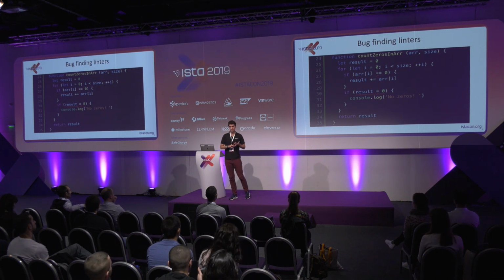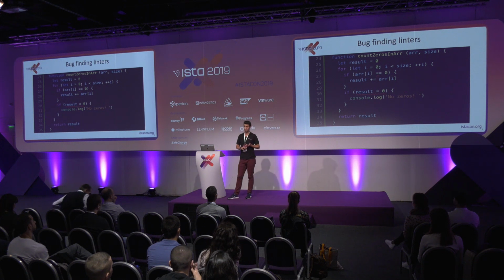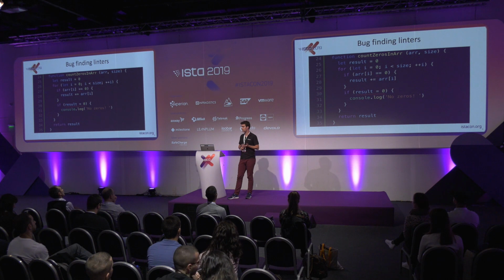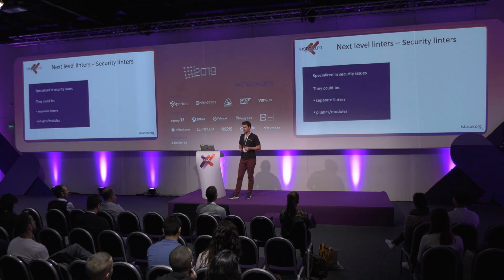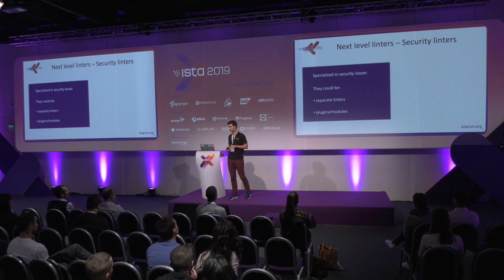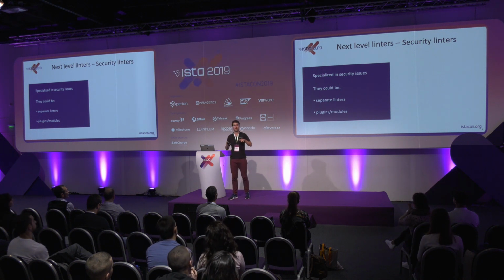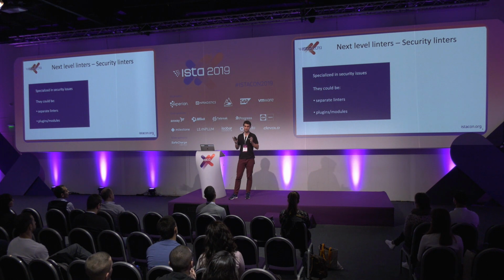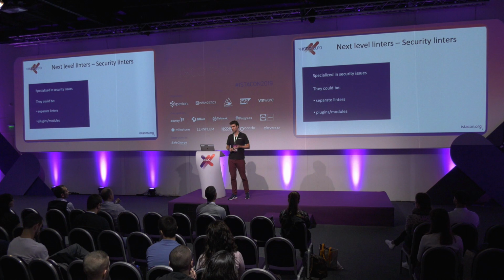Okay, so we have style. They're really useful for style enforcement. They're really useful to find common bugs. But let me show you the next level linters I mentioned. They're focused on security rules. They're focused on helping you find small and common security vulnerabilities. So they could be separate linters.